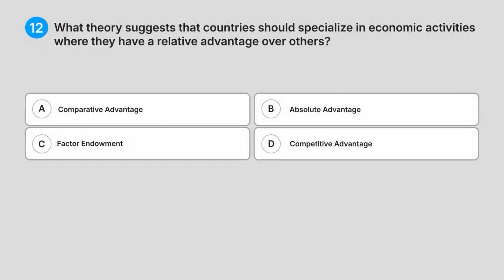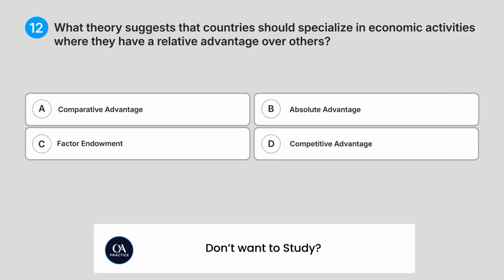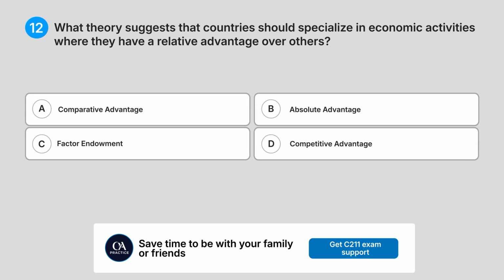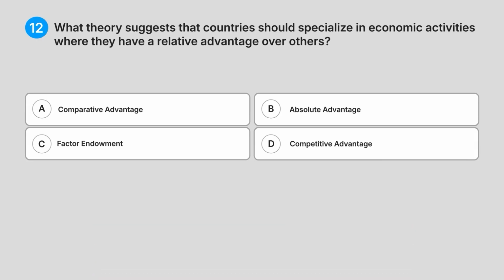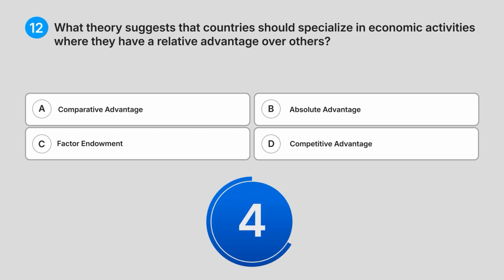12. What theory suggests that countries should specialize in economic activities where they have a relative advantage over others? A. Comparative advantage. B. Absolute advantage. C. Factor endowment. D. Competitive advantage. Do you know the answer?